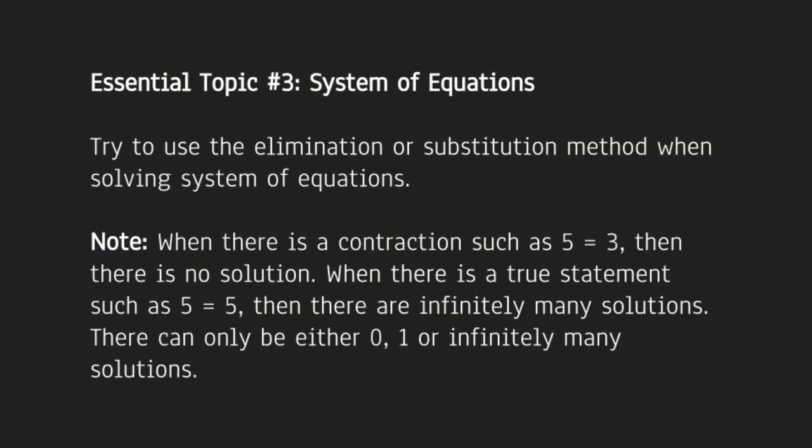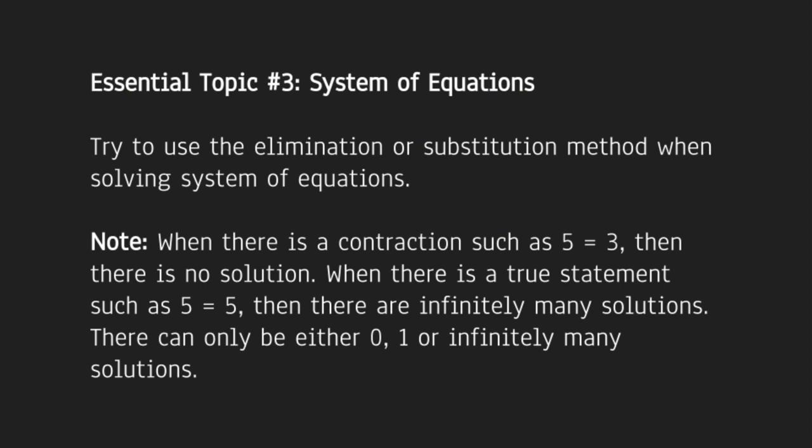Our third essential topic is the system of equations. Try to use elimination or substitution when solving a system of equations. Basically, the elimination method is eliminating one variable first by multiplying both equations by some constants. The substitution method is by substituting y for x or x for y and then solving for that variable.